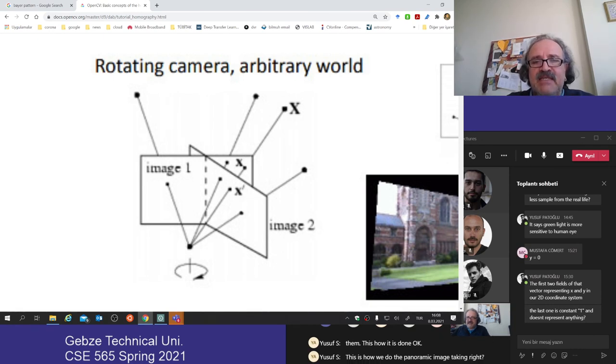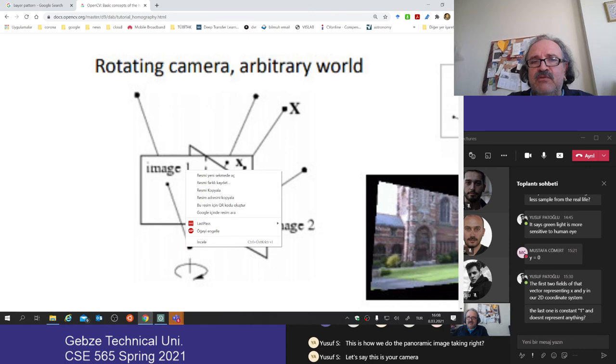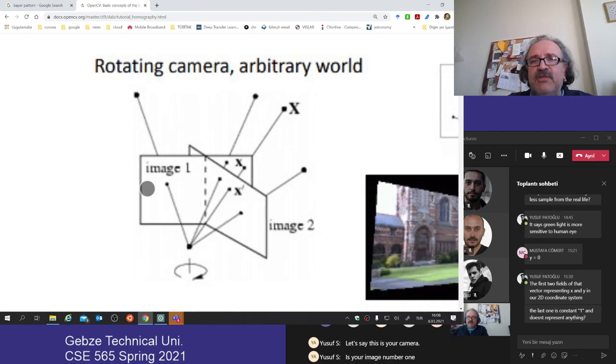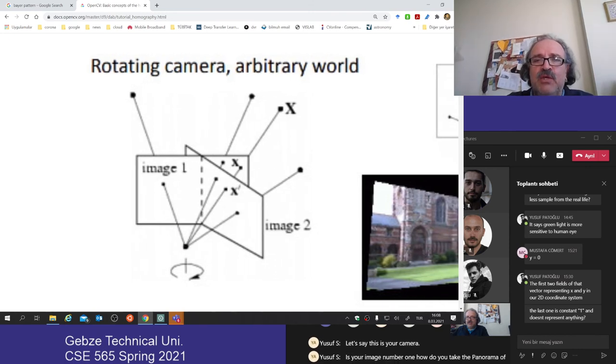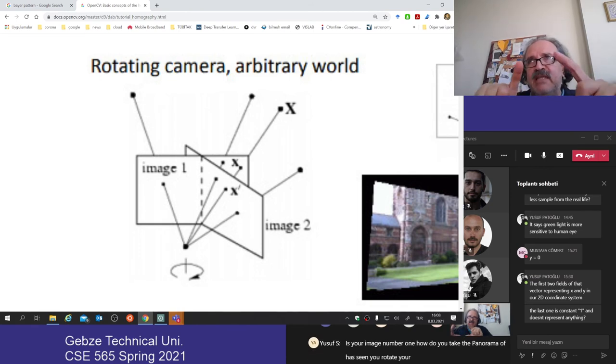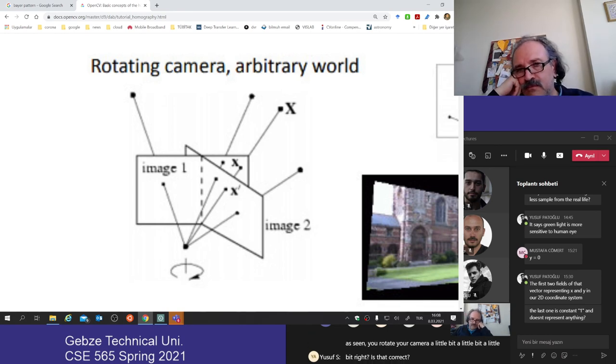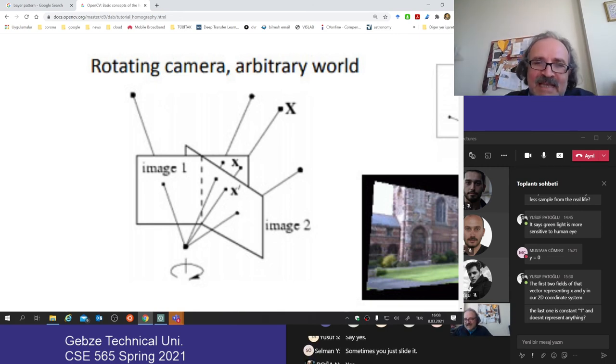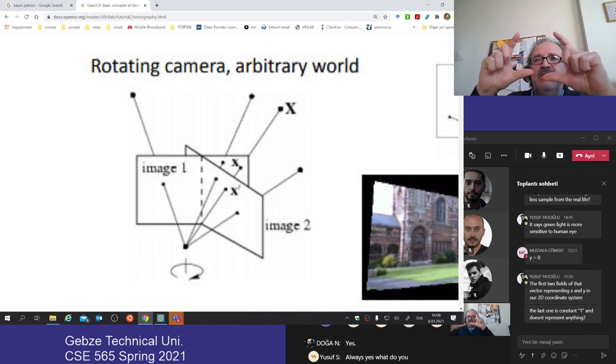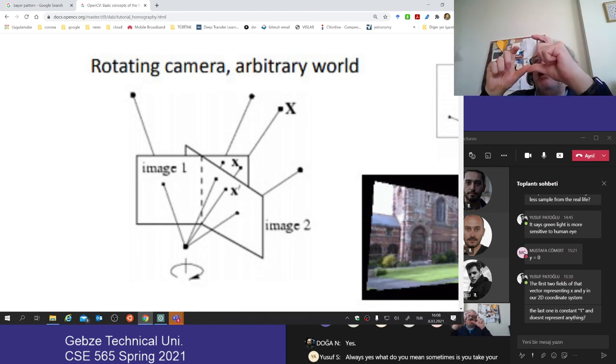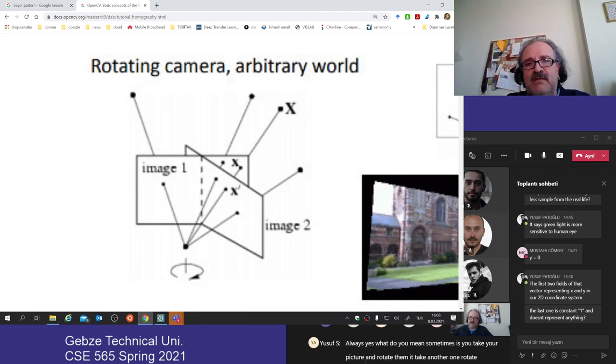Let's say this is your camera. This is your image number one. How do you take the panorama of a scene? You rotate your camera a little bit, a little bit, a little bit, right? Is that correct? You take your picture and rotate a little bit, take another one, rotate and take another one.